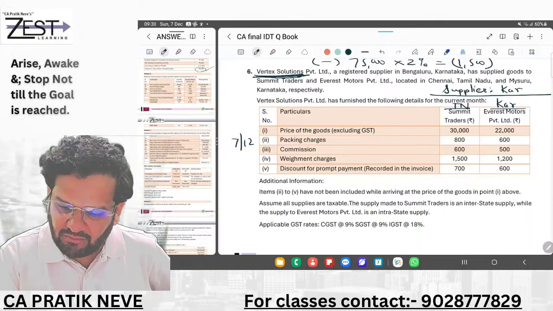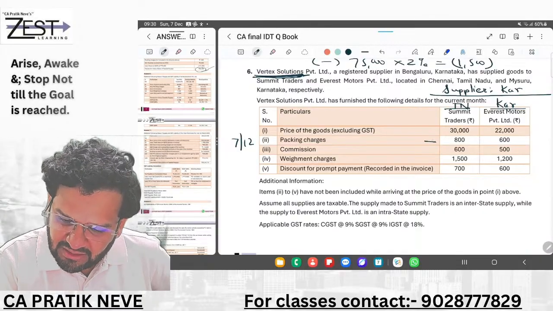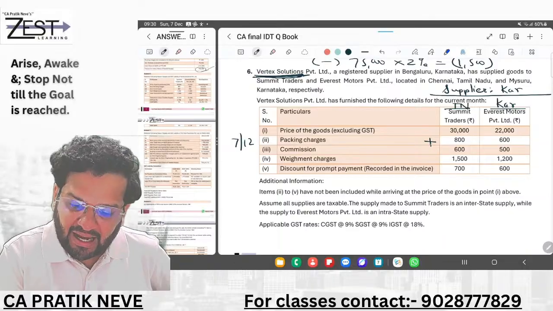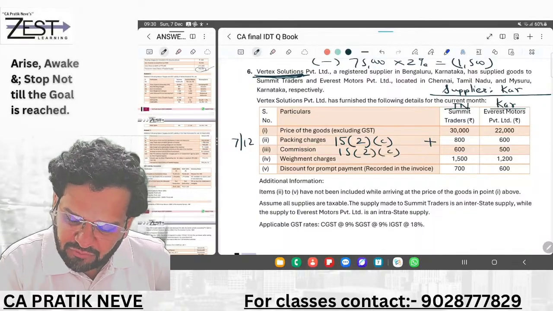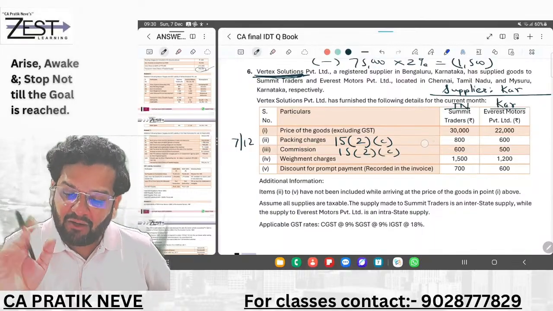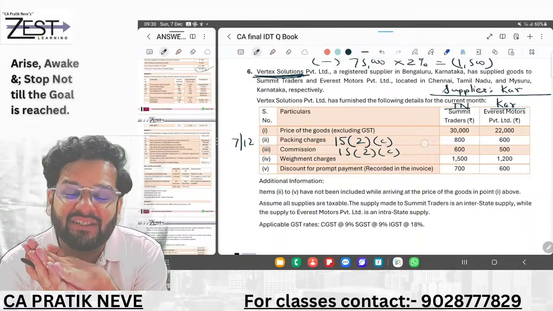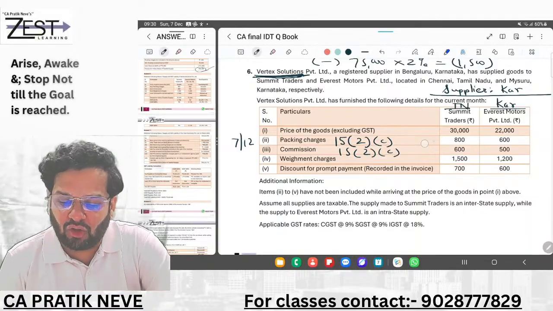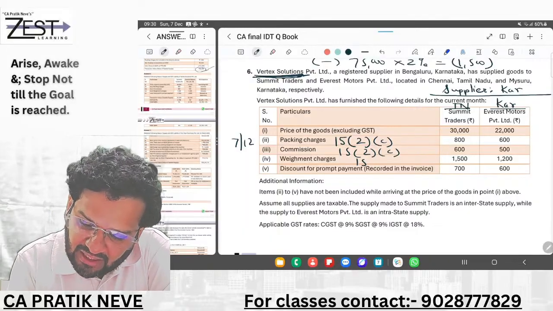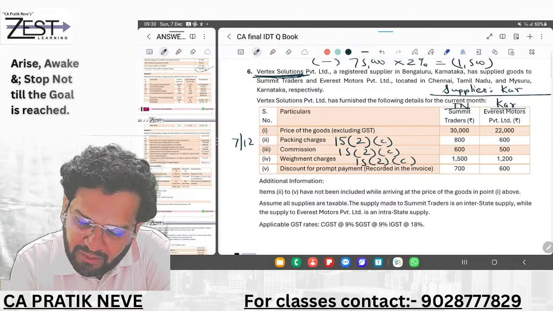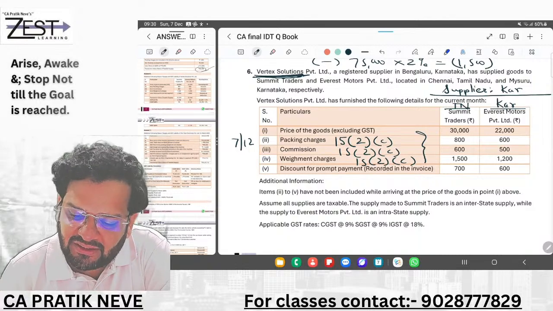Price of goods is given. Packing charges you should add. Add means include as per 15(2)(c). Commission also include as per 15(2)(c). But I don't know whether it is currently there in 30,000 or not there. I'll have to find out that. But right now I understood that I should include payment charges also. All these are incidental to supply.